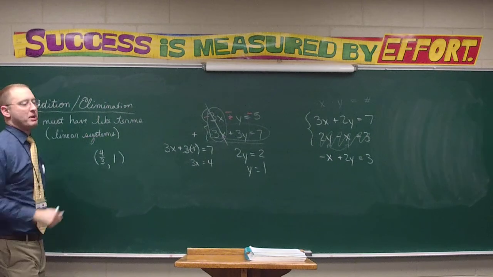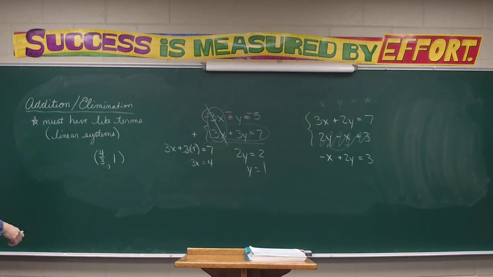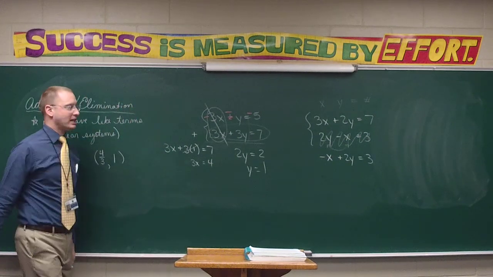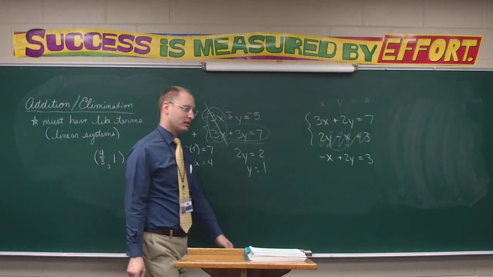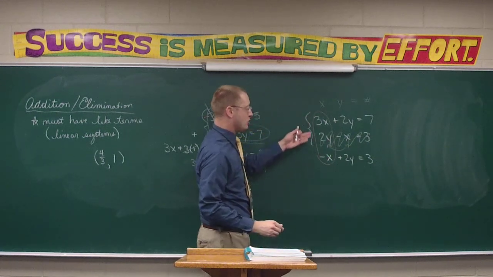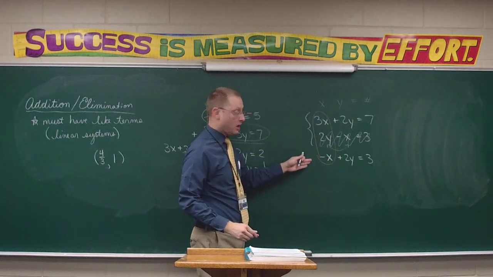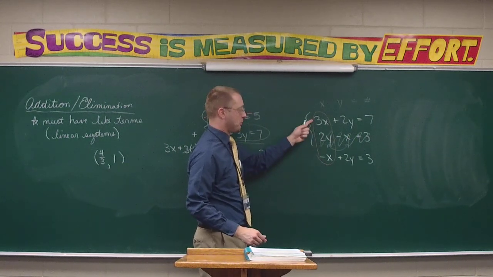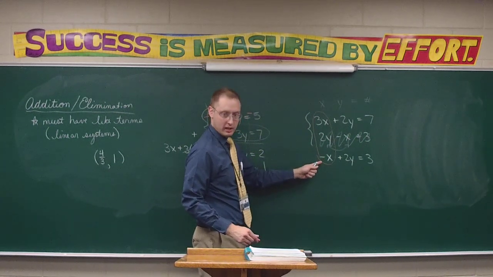Step number 2. Pick a variable to eliminate. Do I want to get rid of the x, or do I want to get rid of the y? Maddie? The x. Now the advantage of choosing x, do you notice the signs are already different? But they don't have the same number. This has a 3, this has a 1.